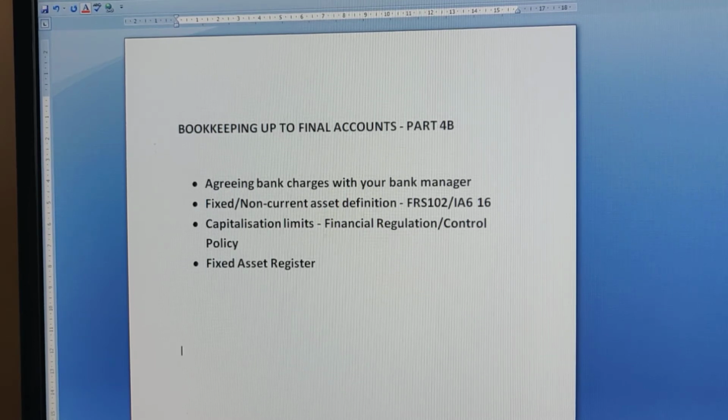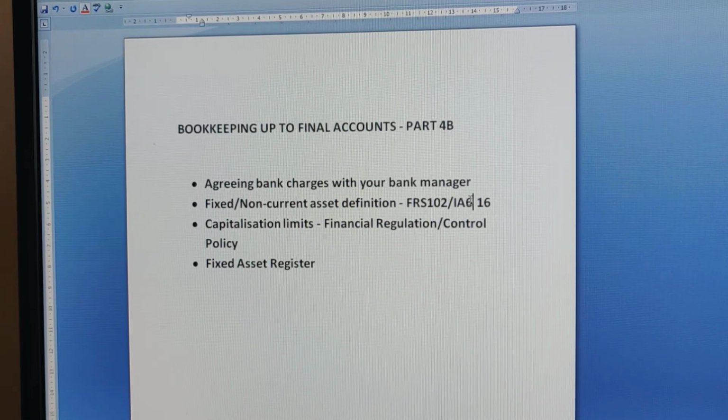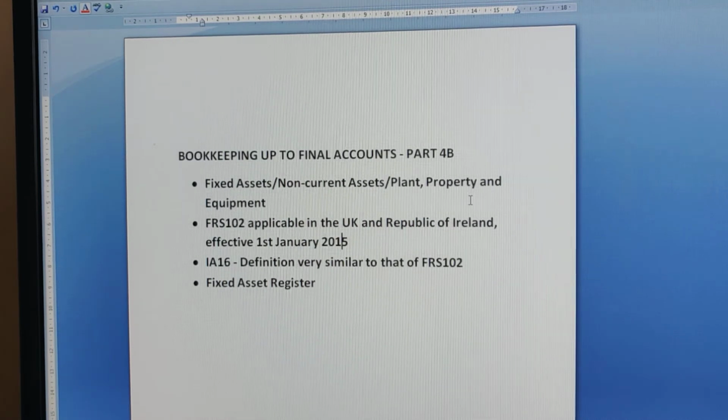The second item is fixed asset or non-current asset definition, as given by Financial Reporting Standard 102, that is FRS 102, and International Accounting Standard 116, IAS 16, and then followed by capitalization limits, which will be stated in every company's financial control or financial regulation, and then the fixed asset register. So let's get started. Let's start with the first topic, which is agreeing bank charges with your bank manager.